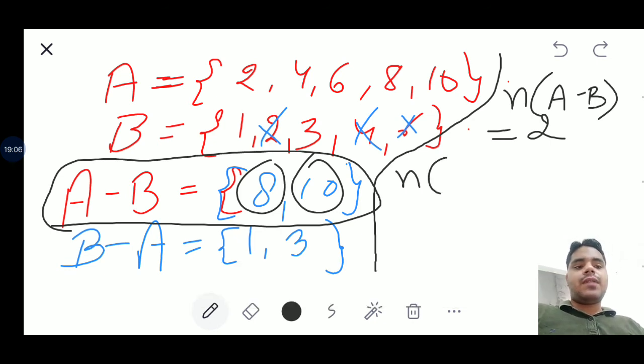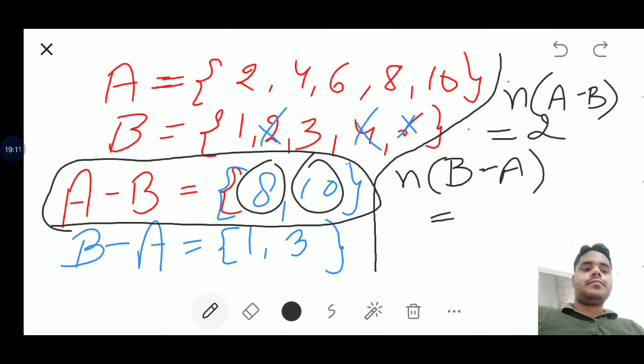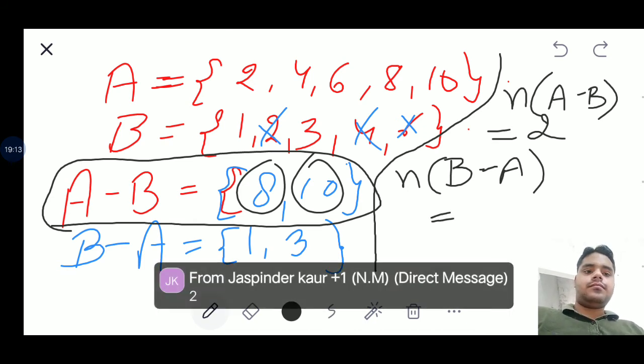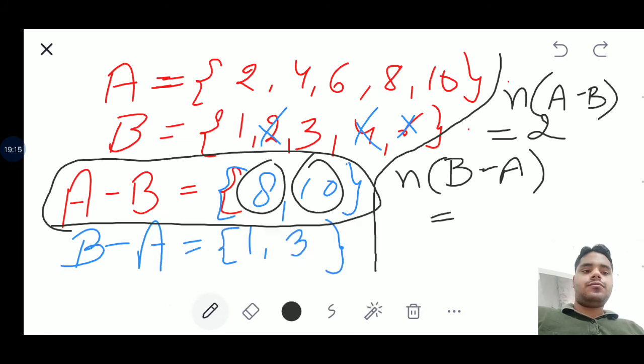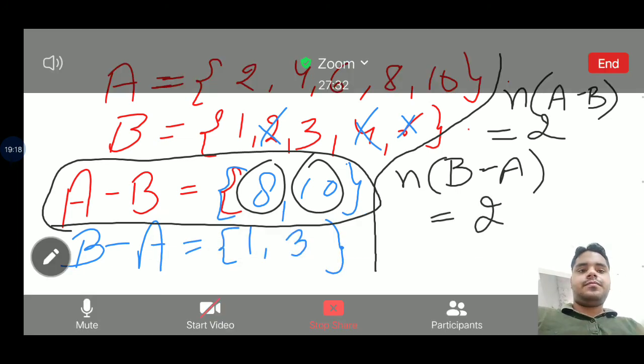What is the value of n of B minus A? This is also true. Good.